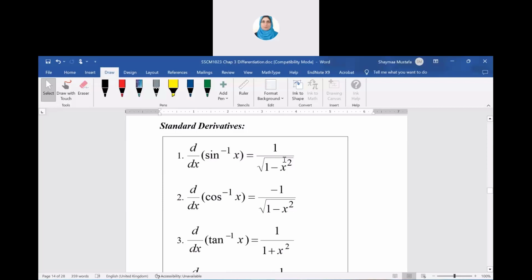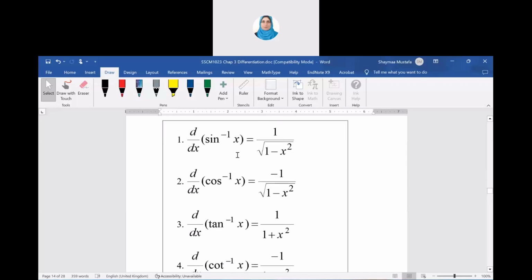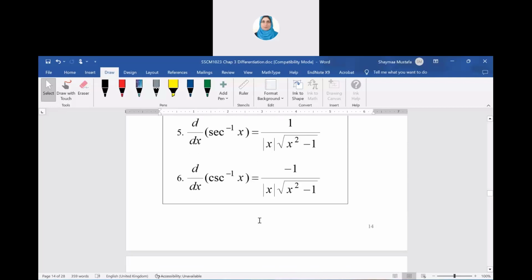So the derivative for sine inverse x is equal to 1 over square root 1 minus x squared. The derivative for cos inverse x is minus 1 over square root 1 minus x squared. The derivative for tan inverse is 1 over 1 plus x squared. The derivative for cot inverse is minus 1 over 1 plus x squared. Note for tan inverse, cot inverse, we don't have square root. The square root is only for sine inverse, cos inverse. For sec inverse, cosec inverse, you have the square root here, but multiplied by the modulus of x outside.